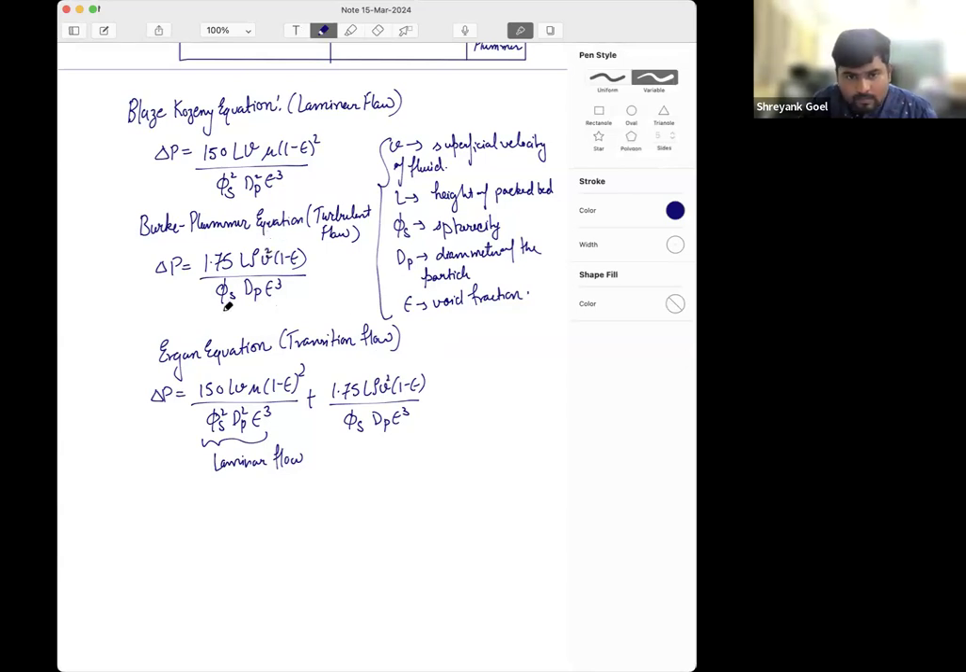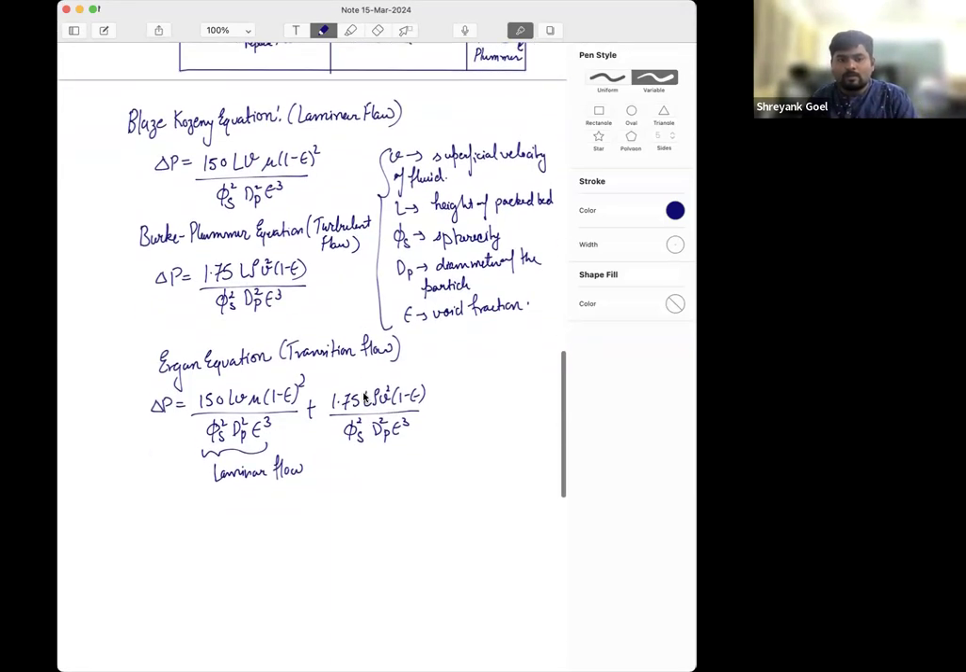So it is delta P equals 1.75 into L into rho u squared into 1 minus epsilon divided by phi s into dp into epsilon cubed, and that is also squared. I have sort of missed this also. So yeah, let's do this question.